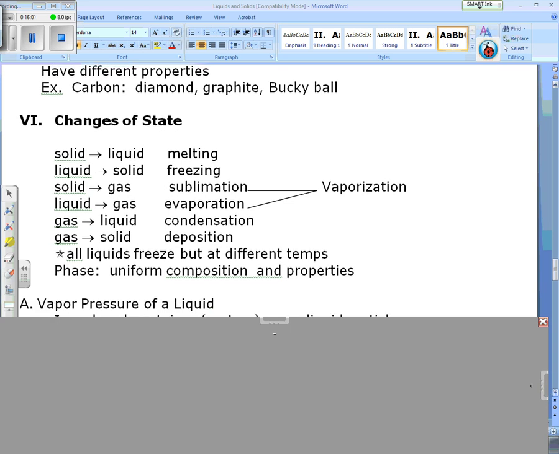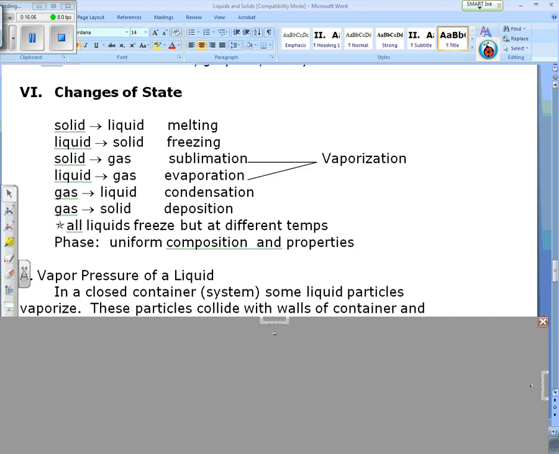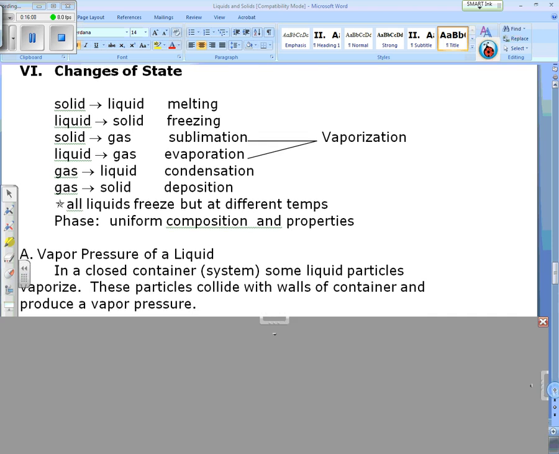Okay, vapor pressure of a liquid. In a closed system, which is a container with a lid on it, some liquid particles vaporize. These particles collide with the walls of the container and produce a water vapor. So I have a closed container here, which is just a plastic water bottle, and it has some water in there, and then I have this space up here. If I try to squeeze that space, I just can't do it.